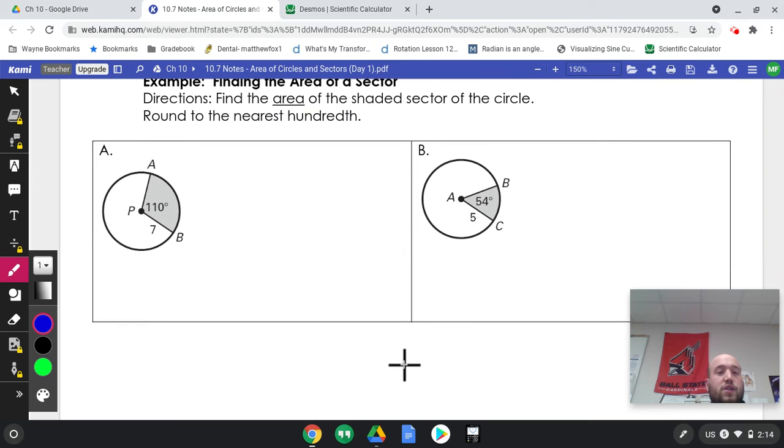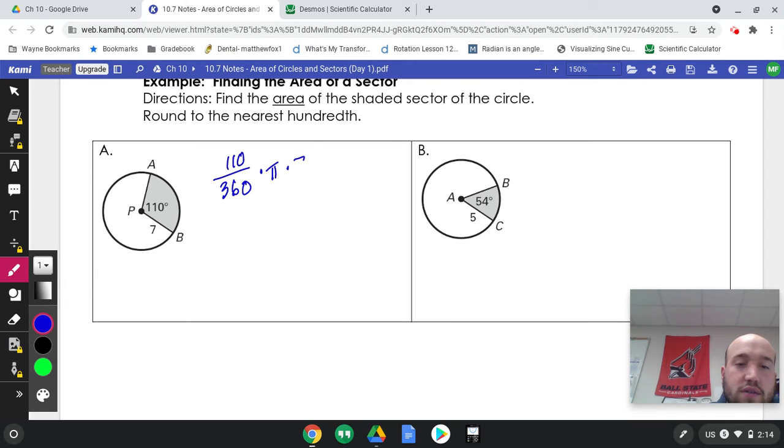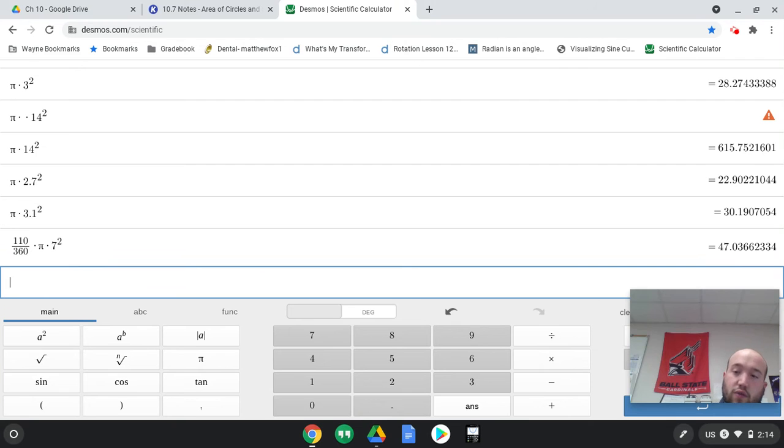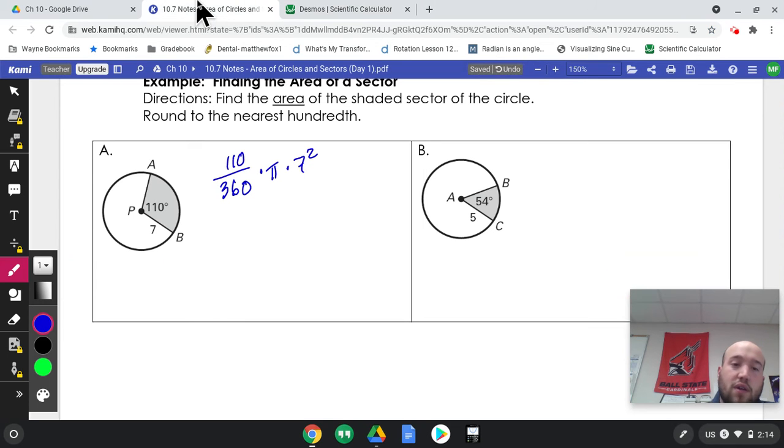So in this case we have 110. We'll do 110 divided by 360 times pi r squared, so 7 squared. So 110 divided by 360 times pi times 7 squared. So 47.04 when we round. And don't forget, that is going to be squared. We don't have a unit, so I'm going to just put units squared. We don't know what it is. It's not labeled, so just units squared. If that's inches, then it's inches squared, whatever it is.